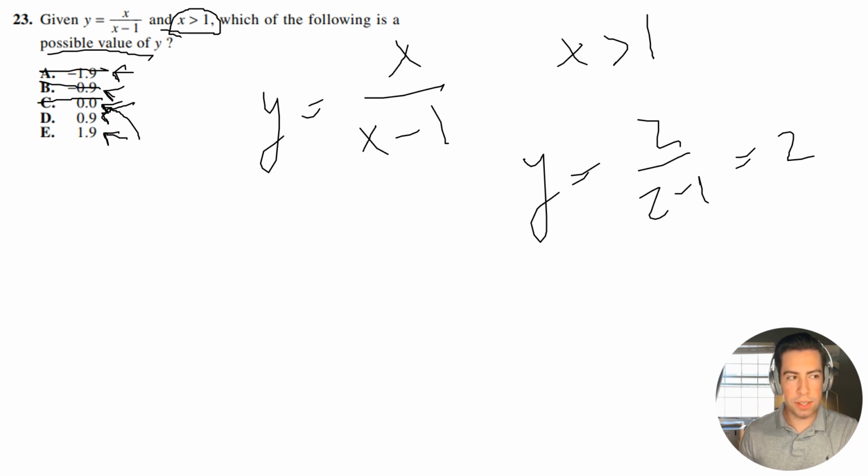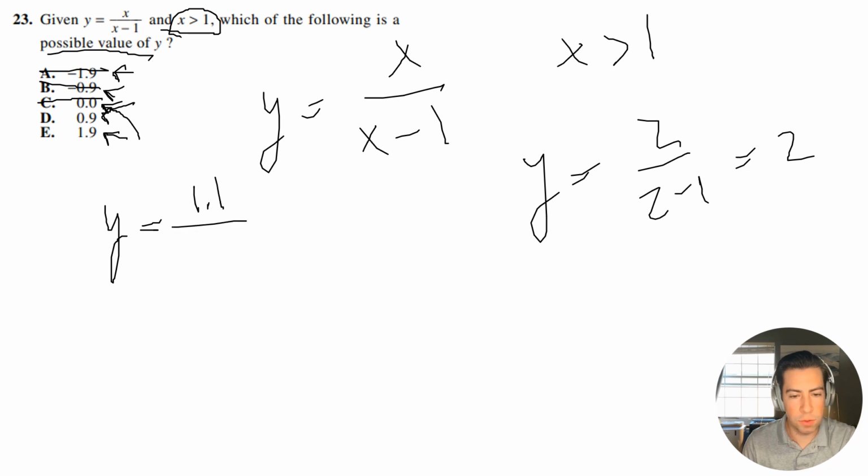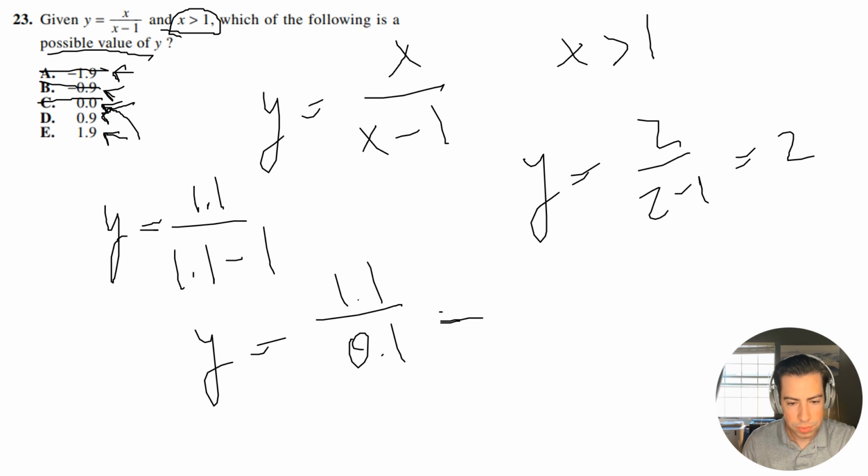Fundamentally, we have to ask ourselves, how could we ever get one of these values? So maybe let's try plugging in something. Let's say x equals 1.1. So it's going to be 1.1 minus 1. We'll have y equals 1.1 divided by 1.1 minus 1, that's going to be 0.1. So that is going to be 1.1 multiplied by 10.